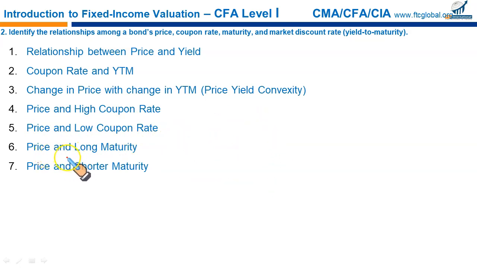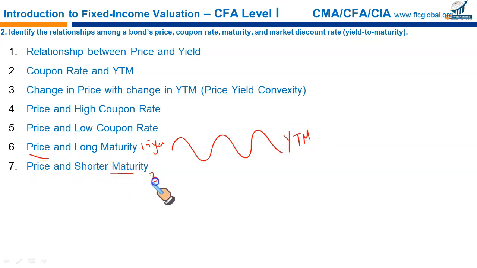Next, the relationship between price and maturity. So a bond with a long-term maturity, let's say 15 years, the price of this bond would be more sensitive to changes in YTM compared to a bond that has a shorter maturity, let's say 3 years. So this bond, which has a maturity of 3 years, will be less sensitive to changes in yields. So these were the relationships that we were required to identify and interpret in this specific LOS.